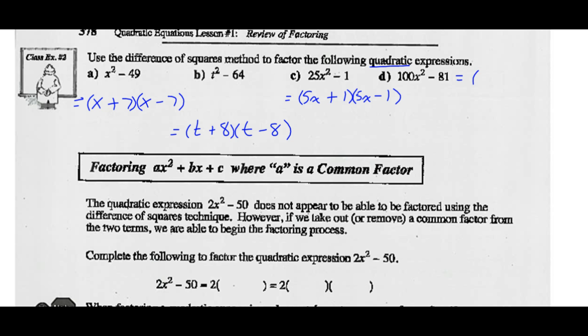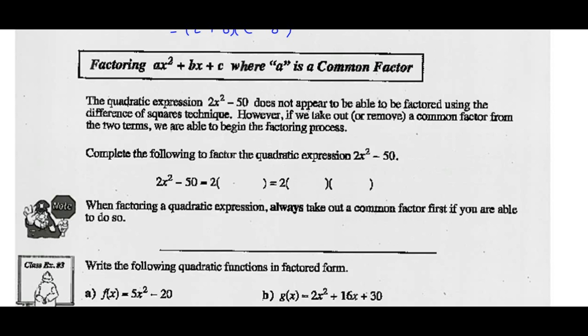Part D, make your two sets of brackets. Square root of 100x squared is 10x, put that in the front of each bracket. Square root of 81 is 9, put that in the back of each bracket. Make one positive, make one negative, and you factored a difference of squares.